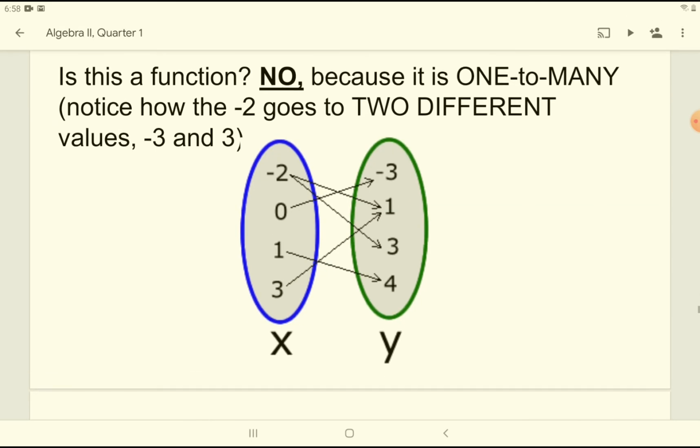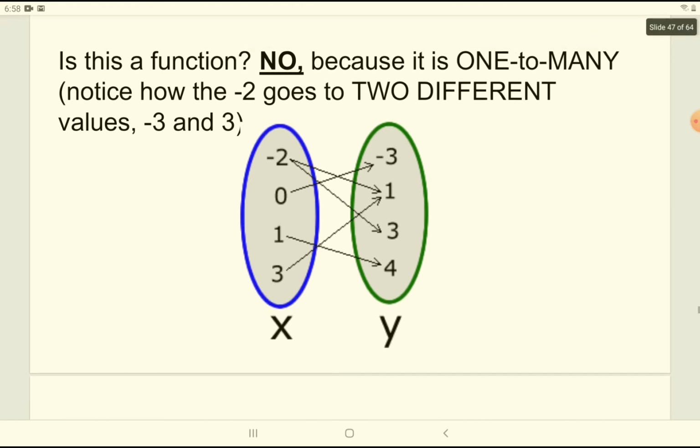Here's another one. Is this a function? No, because it is 1 to many. Notice how the negative 2 goes to 1 and 3. Oh, I wrote it down wrong, but you can hear me talk. Notice how the negative 2 goes to 1 and 3. That is chaotic, okay? That is labeled as 1 to many.